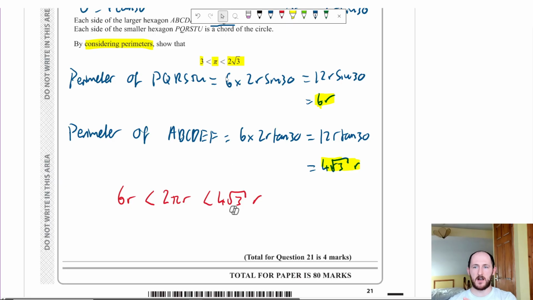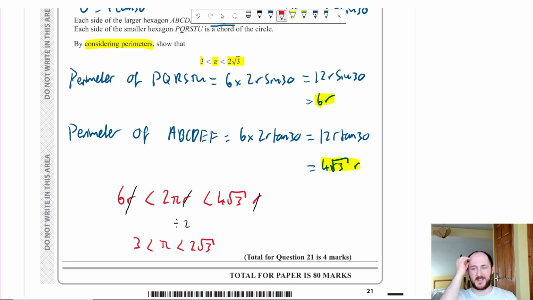Now if you have a look at the answer, let's check out what's different. Well, the first thing is they've divided r away. Then they've just divided the whole thing by 2, right? So if I divide by 2, we get our final answer, which is 3 is less than pi is less than 2 root 3. Just like that.